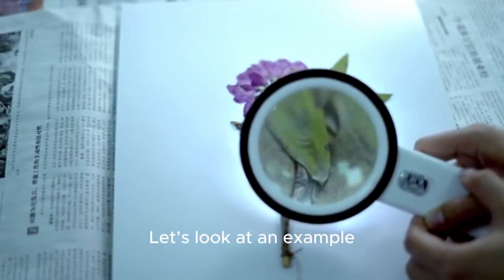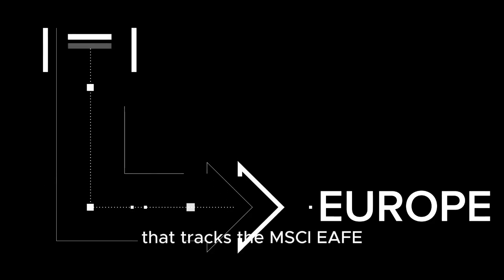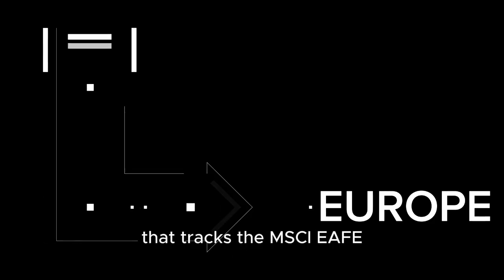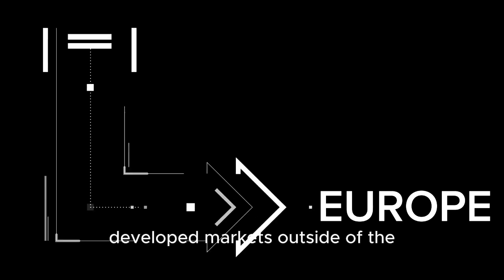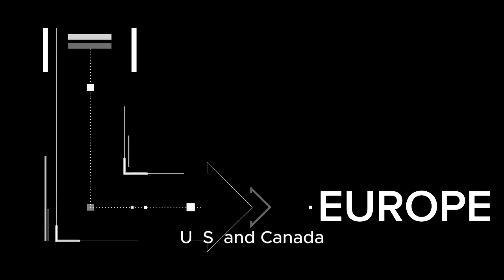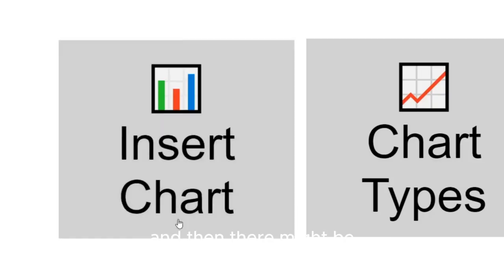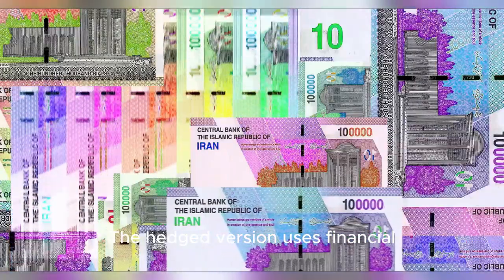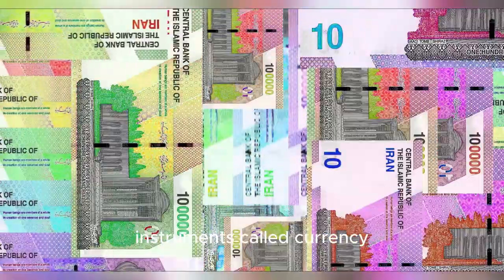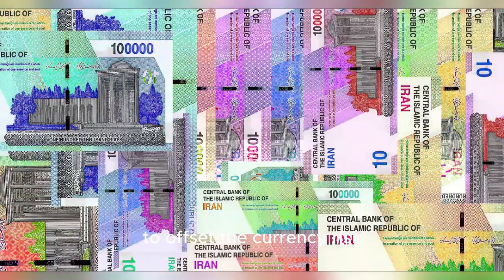Let's look at an example. You might find an ETF that tracks the MSCI EAFE index, which covers developed markets outside of the US and Canada. There will be a standard version of this ETF, and then there might be a hedged version. The hedged version uses financial instruments called currency forward contracts to offset the currency risk.